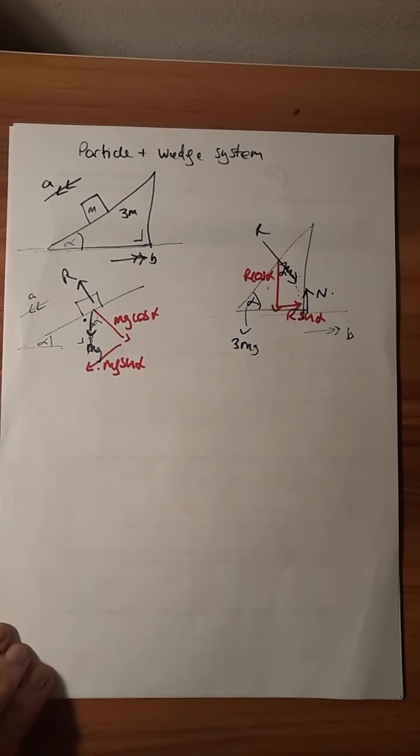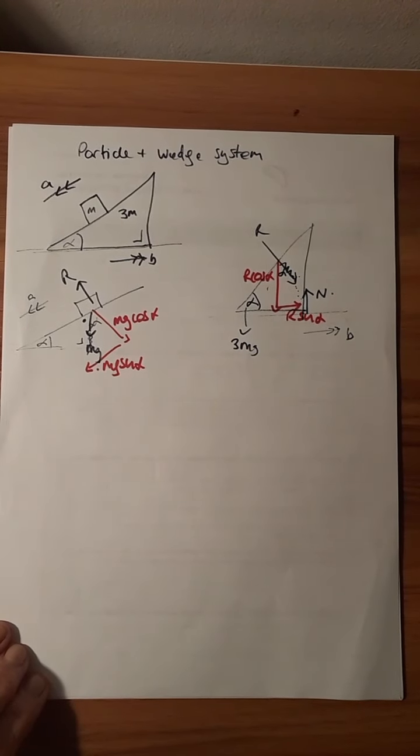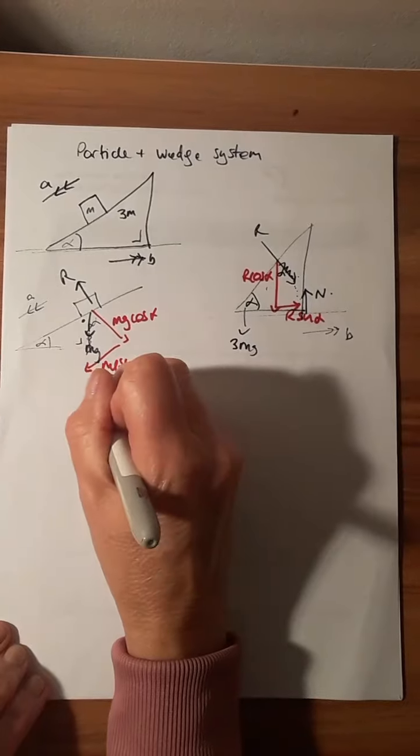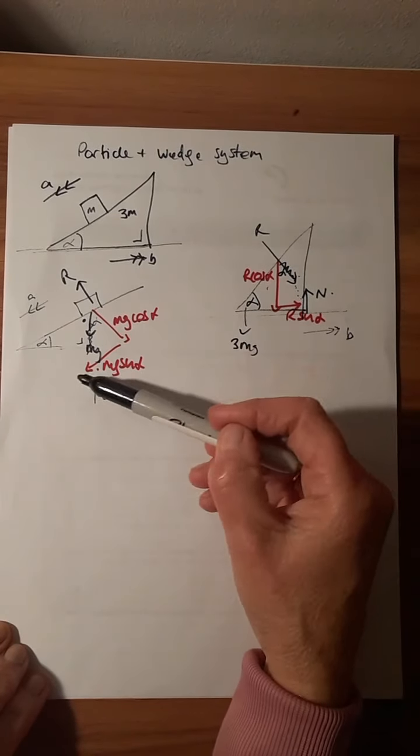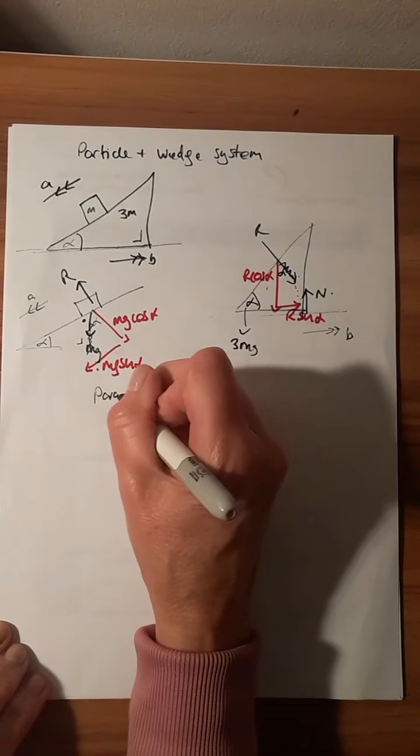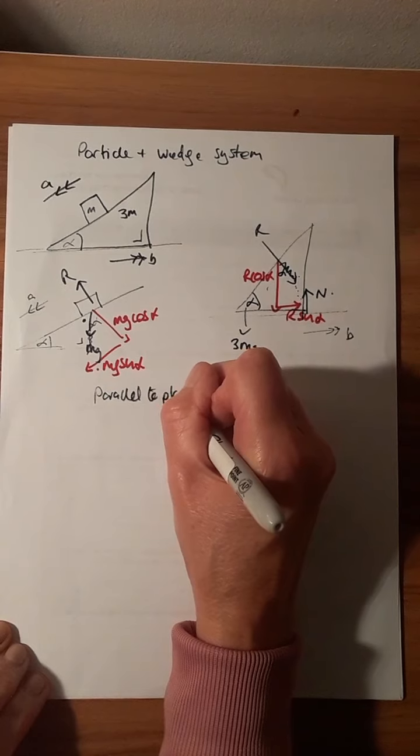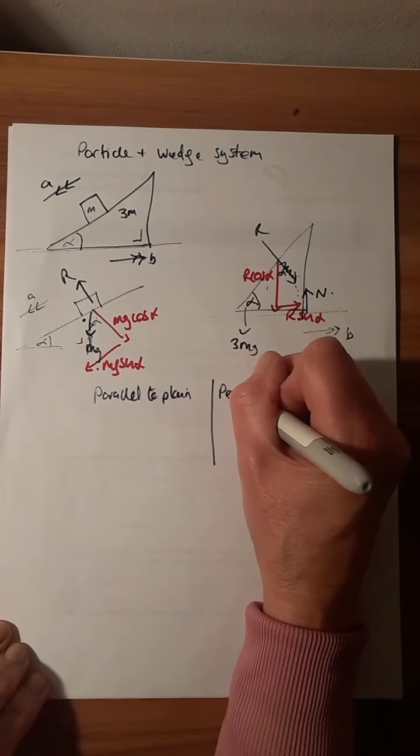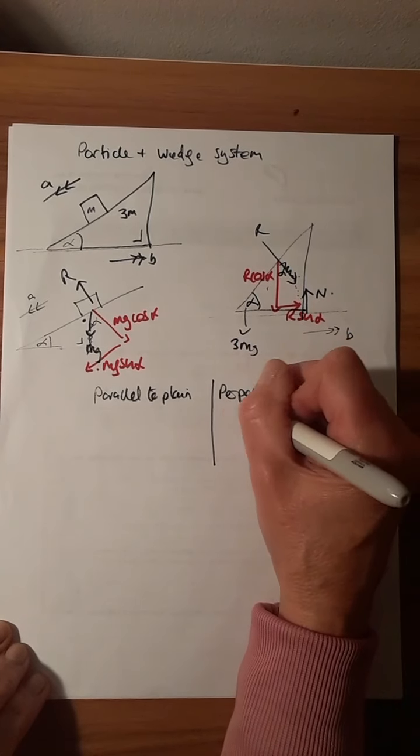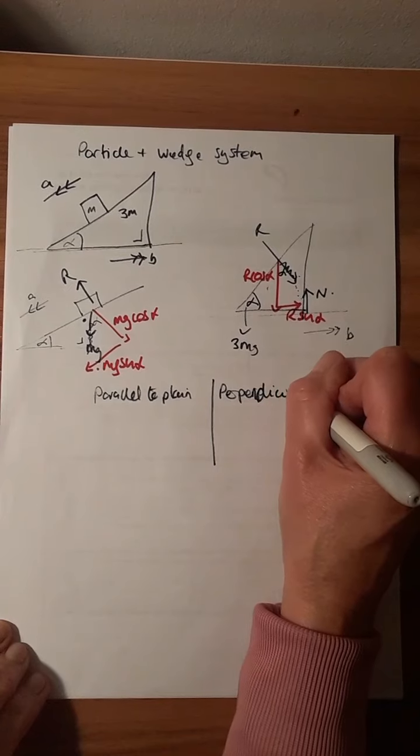So once you have all of your diagrams up and your forces resolved, what you then do is you draw up a series of equations, as we did before. Now, we have to consider, because we have two things going on, we have parallel forces and perpendicular forces. We must consider both. So this is parallel forces, parallel to the plane of motion, and we have perpendicular to the plane of motion.